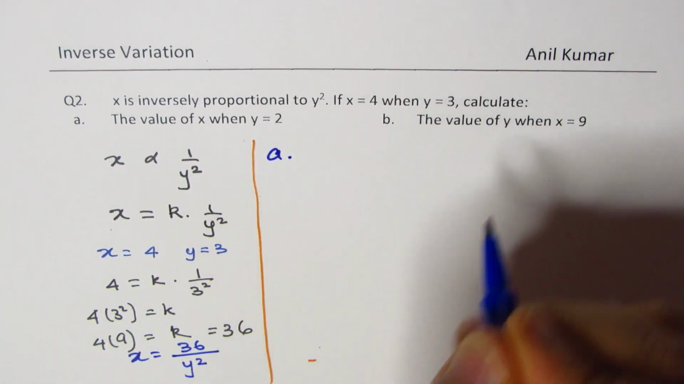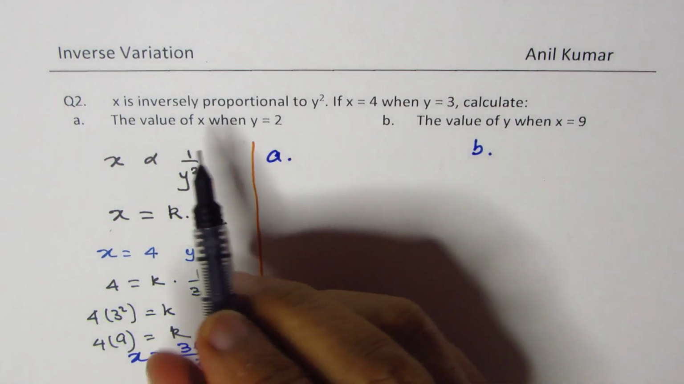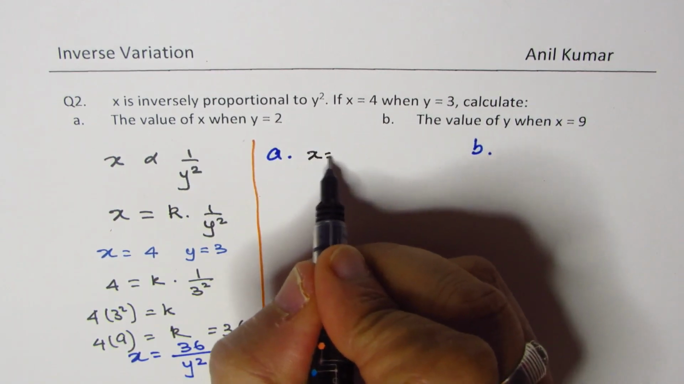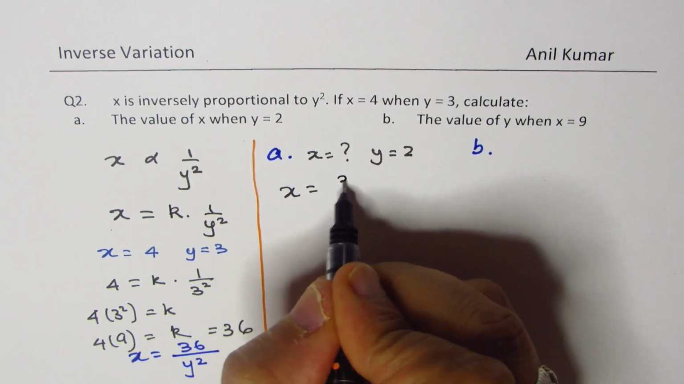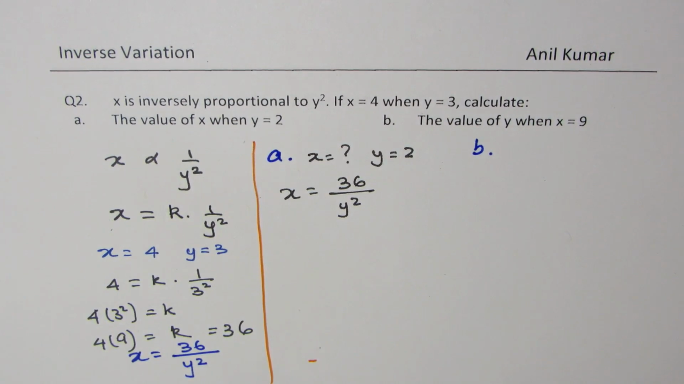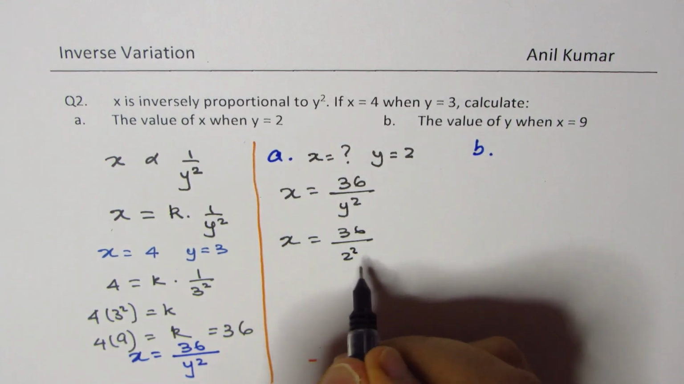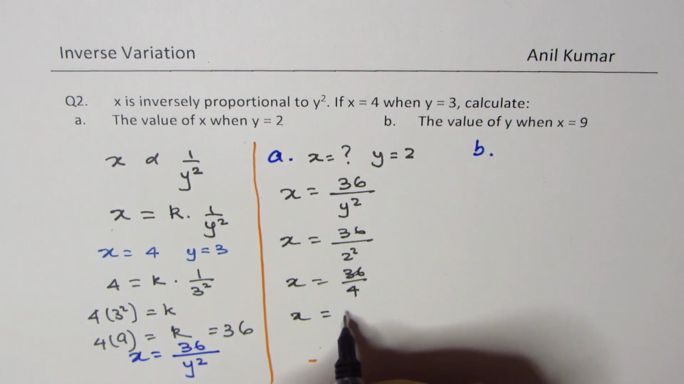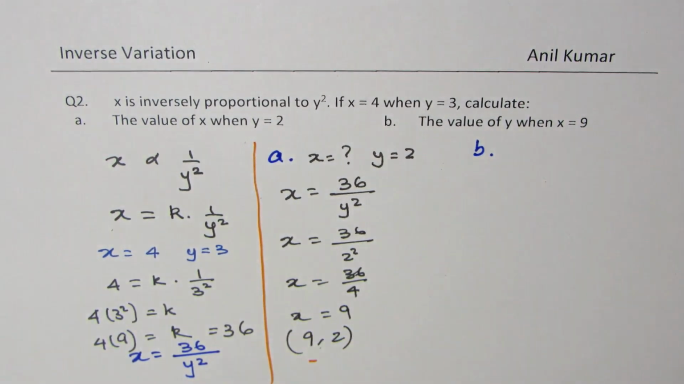With this equation, we are going to solve parts A and B. Part A: we need to calculate the value of x when y is 2. So that is the equation: x is equal to 36 over y squared, where 36 is the constant. Substituting the value 2, we get 36 over 2 squared, which is x equals 36 over 4. And so we get x equals 9, right? So we get our solution as 9. Clear?